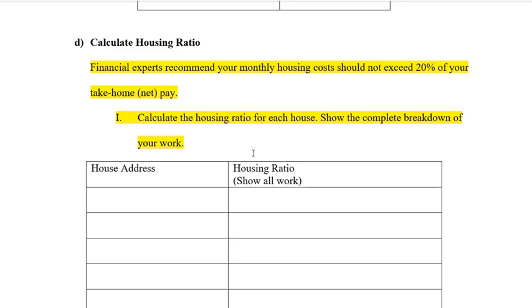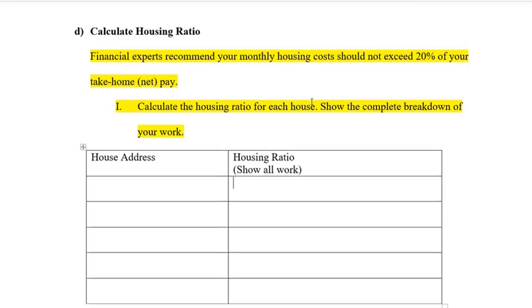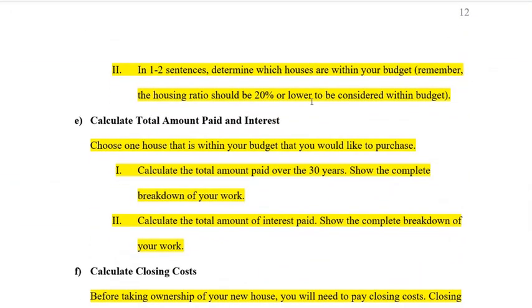Part D. They want you to calculate the housing ratio for each house. So all you have to do for this is take how much the first house is going to cost you per month and divide it by your monthly pay. So let's say the first house would cost you $1,200 and your monthly pay was $2,500. So your ratio would be 48%. So that's all you have to do for that part for each house.